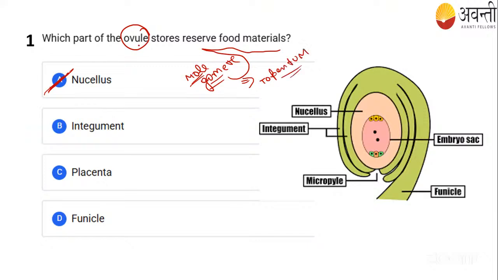If they are asking about the ovule, that is nucellus. See here, the embryo sac is there. Here, the nucellus is there, right? The nucellus is going to give nourishment.